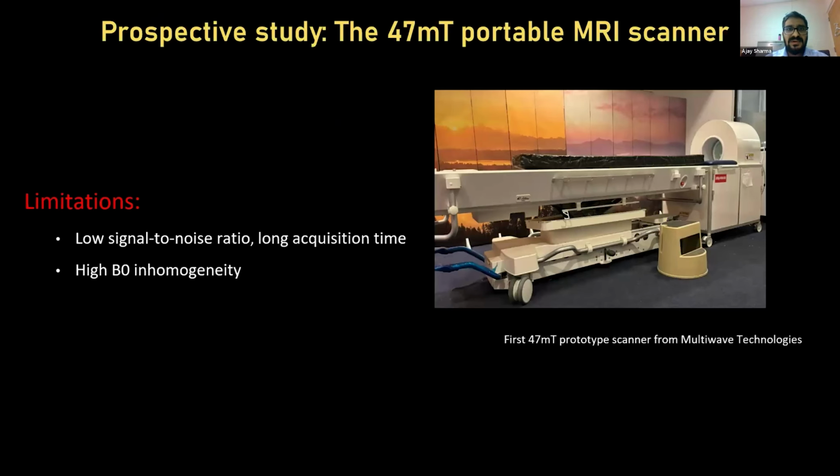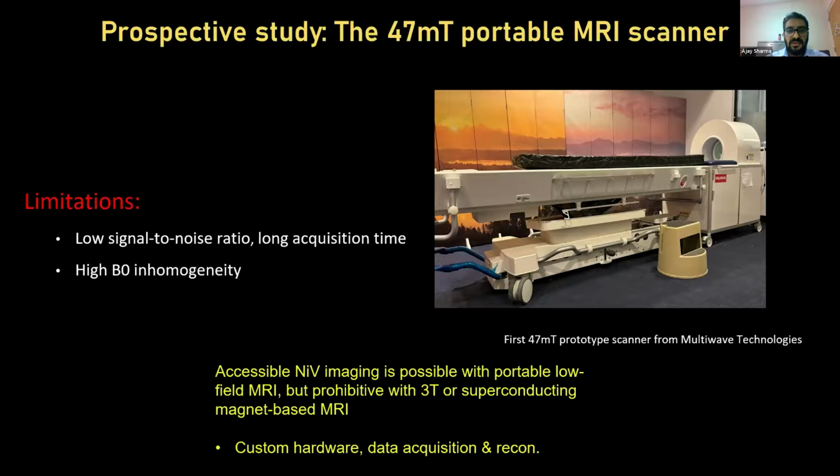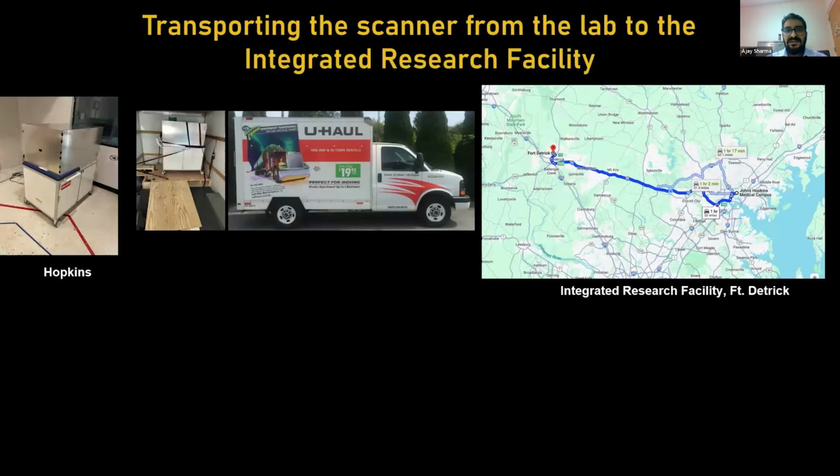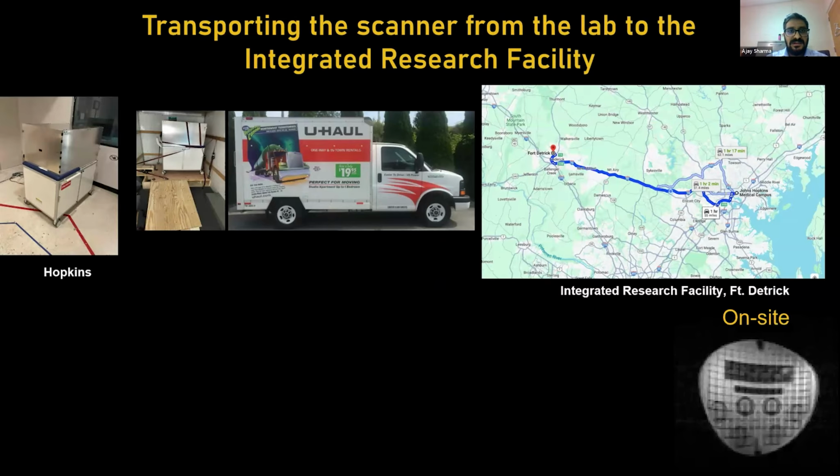So in the prospective study, we have a 47 millitesla portable scanner. So we use this scanner to conduct imaging. Usually the limitations of portable low field scanners are low signal to noise ratio and long acquisition time. But accessible NIV imaging needs such solutions. So to conduct the study, the portable scanner was moved from Hopkins to the Frederick NIH Center.